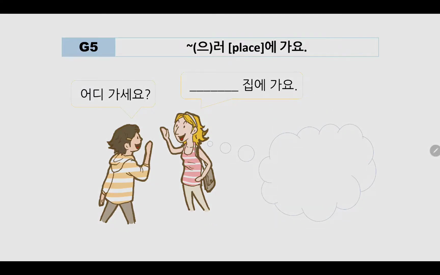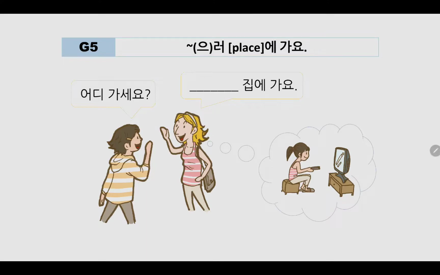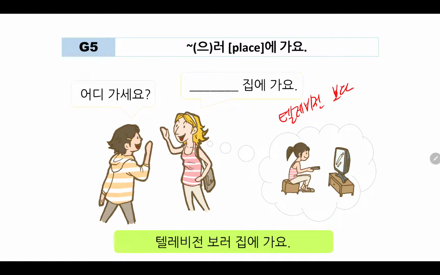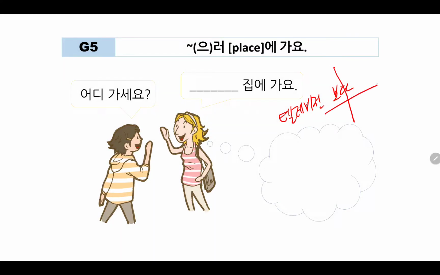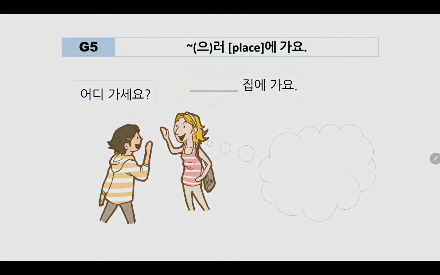Next conversation, 어디 가세요? Where are you going? I'm gonna go home to watch television. So television 보다, right? 텔레비전 보다, right? Since this verb stem ends with a vowel, you just put 러. 텔레비전 보러 집에 가요. I go home in order to watch television.